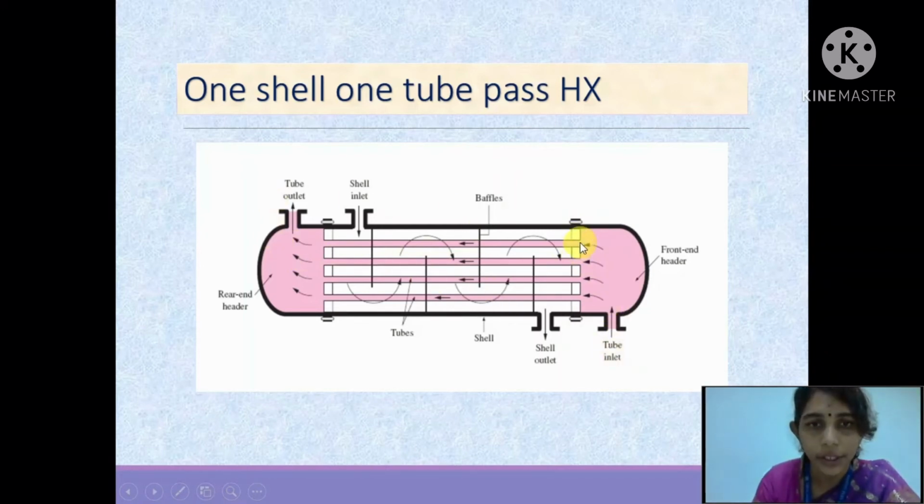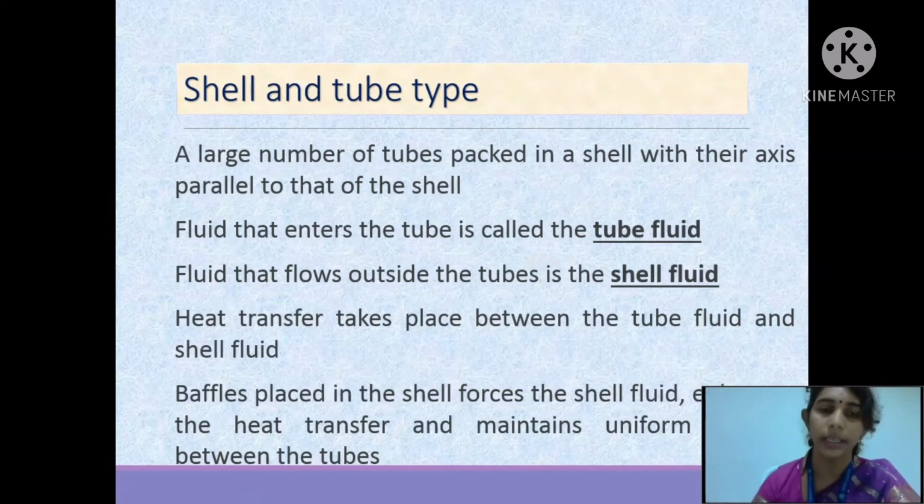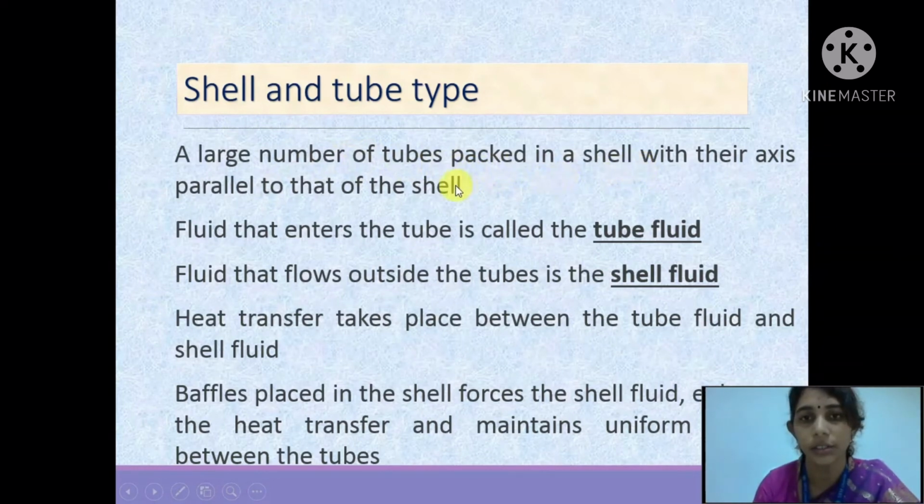For every tube there will be a nozzle also, and these baffles actually help in spreading the fluid evenly. In other words, they enhance the heat transfer. Okay, so looking at this text, a large number of tubes are packed in a shell with their axis parallel to the shell. So every tube will have an axis parallel to the shell. There can be any number of tubes, and the fluid entering the tube, I told you, is the tube fluid, and the fluid which flows outside the tubes is the shell fluid.